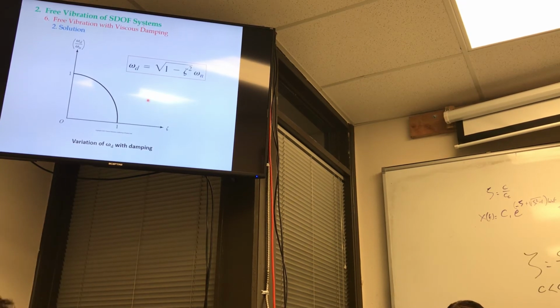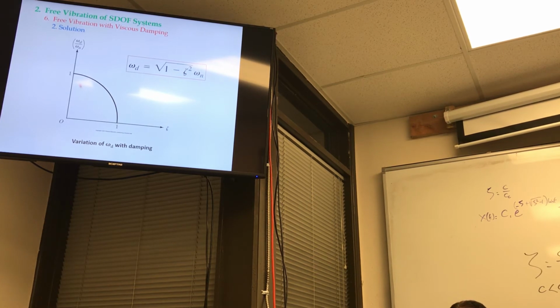The damped frequency is given by an equation you will be using a lot: omega d is equal to omega n times the square root of 1 minus zeta squared. Again, always remember that zeta equal to 0 is when you have no damping at all. That's why omega d over omega n is equal to 1. And when zeta is equal to 1, you have critical damping.